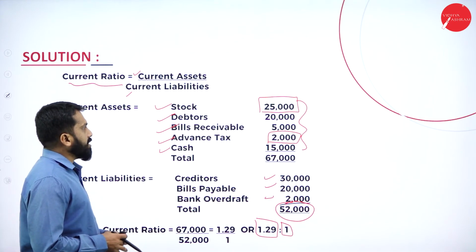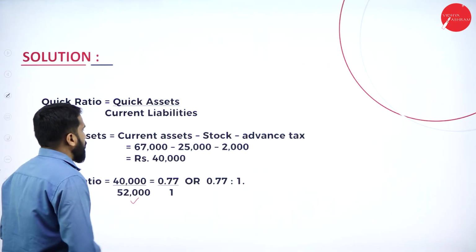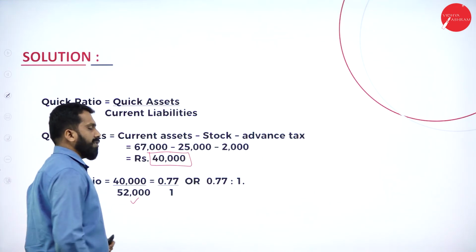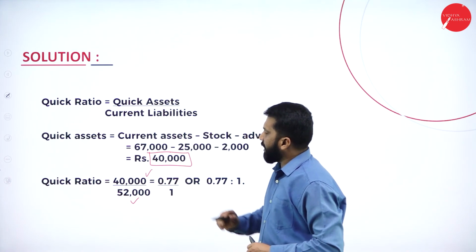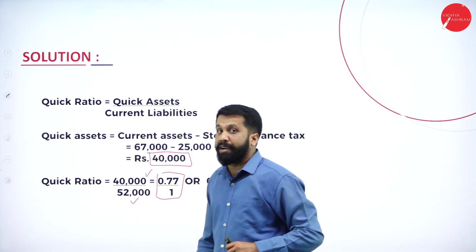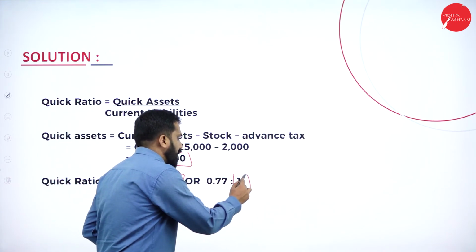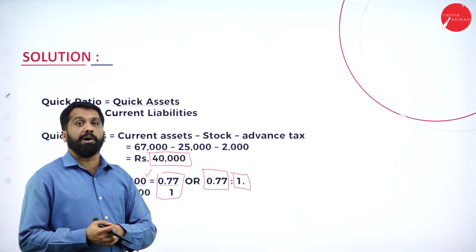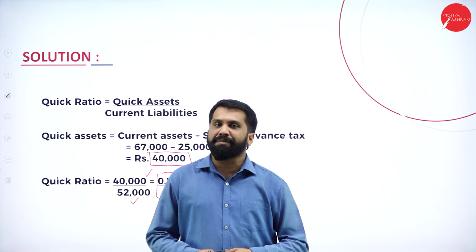Now, out of 67, remove this 27. How much will it be? 40,000. Now, 67,000 minus 25 minus 2, it will come around 40,000. Now, the answer is very simple. 40,000 divided by 52,000. Your answer is 0.77 to 1. Now, as per this, as I told you, 1 will be your base and 0.77 is your answer. Company is healthy or not? Not. Why? Because it is lesser than 1. Now, this is all about your liquidity ratio.